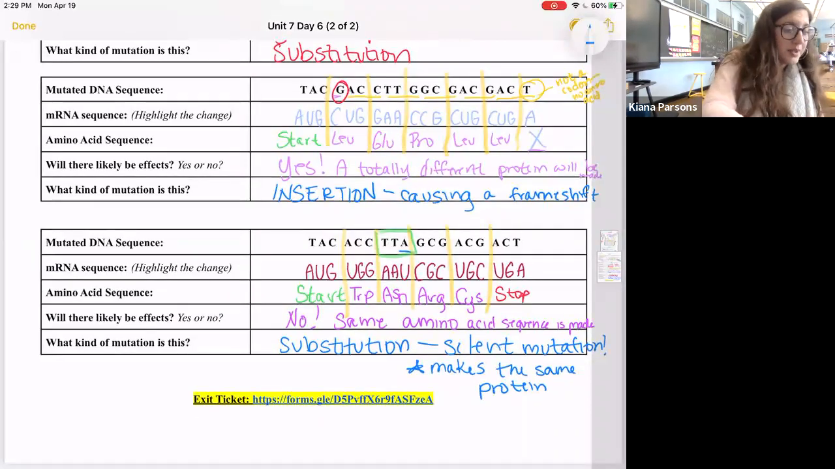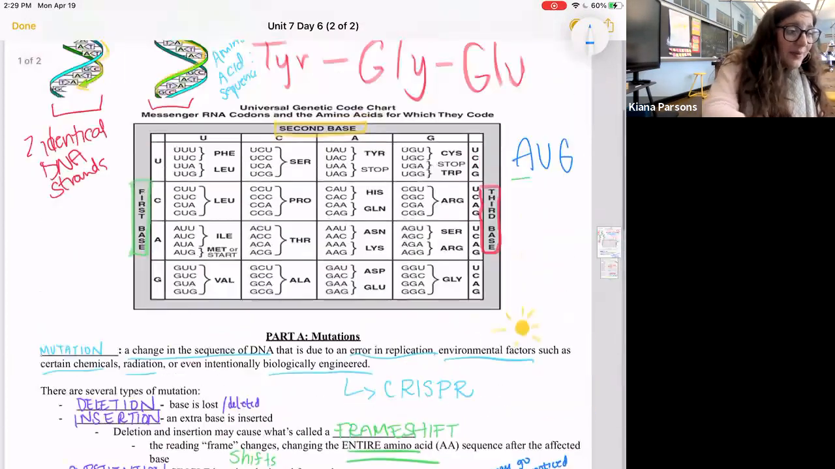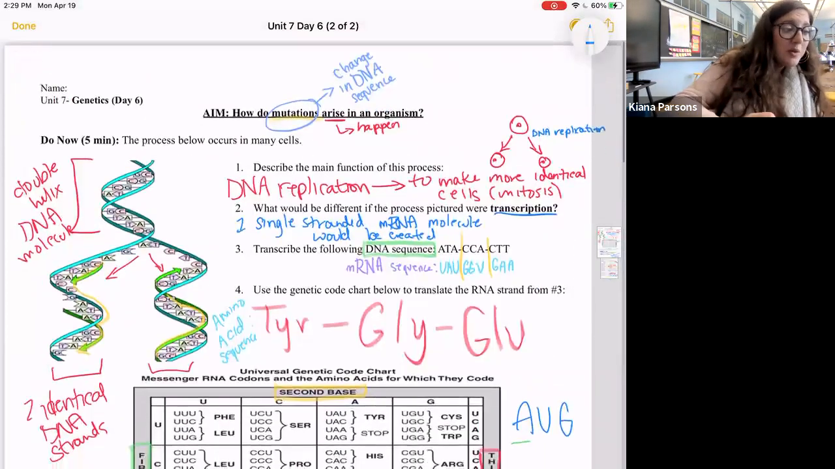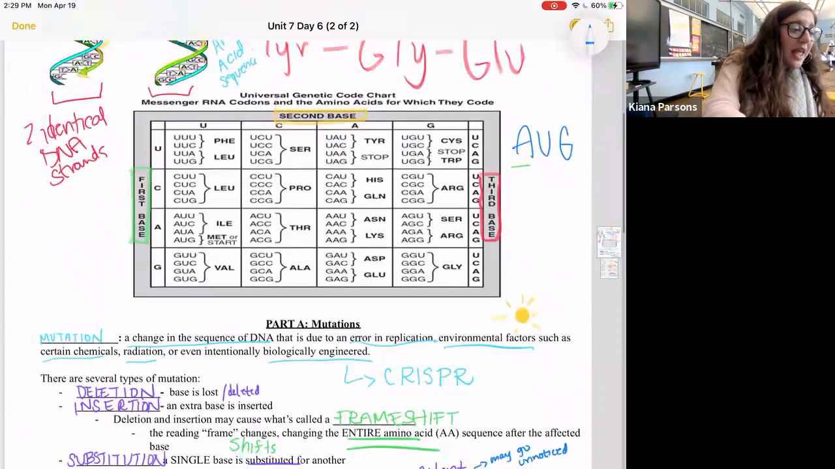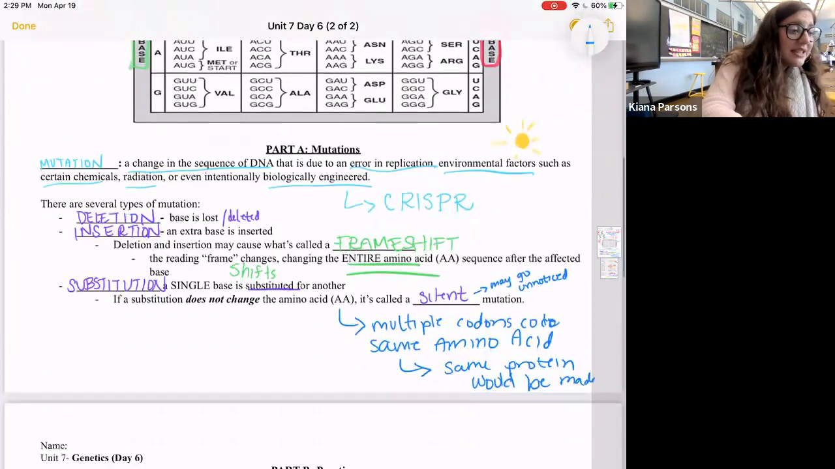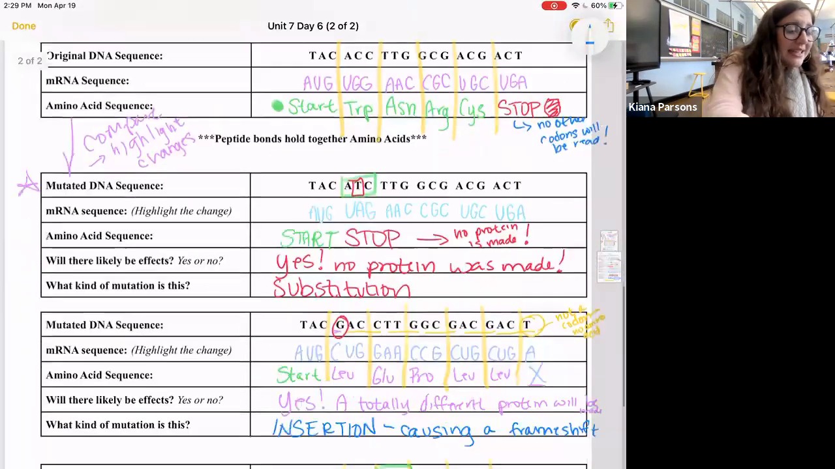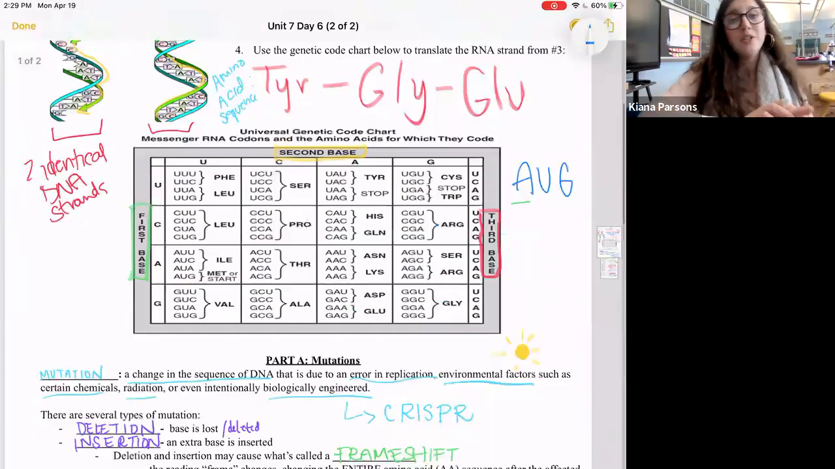There's no problems. So, all right, go ahead and complete your exit ticket. Today's aim was how do mutations arise in an organism? And we looked at deletions, insertions, and substitutions and did a good amount of practice. I hope you enjoyed that.